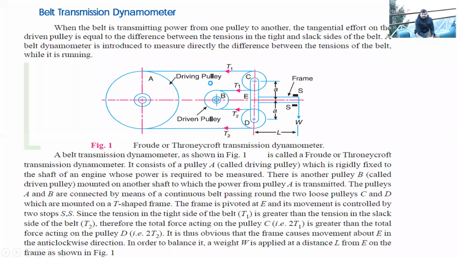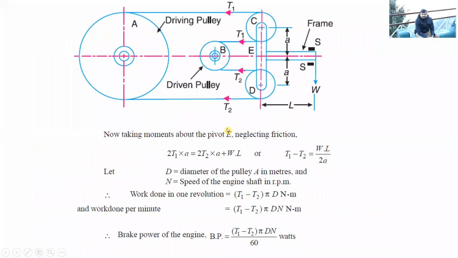This 2 times T1, the total force coming on this pulley C would be 2 times T1. And what will be the moment it will be producing about this fulcrum point E? It will be 2 times T1 multiplied by this distance A. Also this 2 times T2 will be producing a moment equal to 2T2 multiplied by A. And the distance between these pulleys and this load W is L. E is the fulcrum point, so we will be taking all the moments about that.